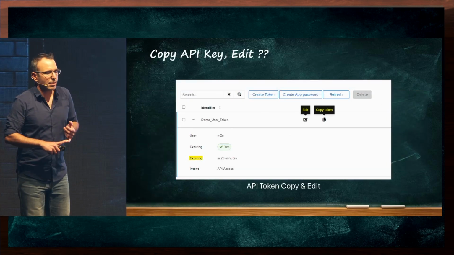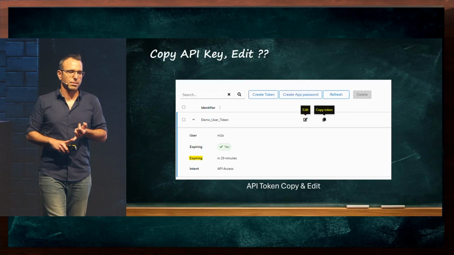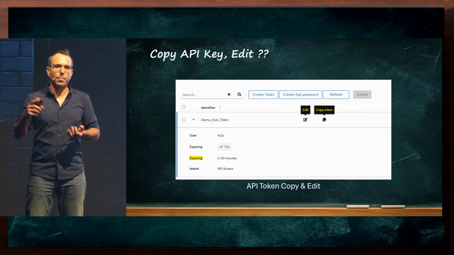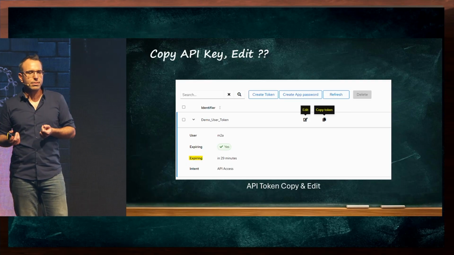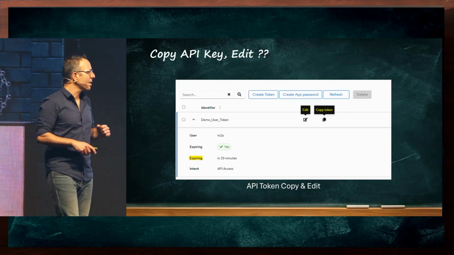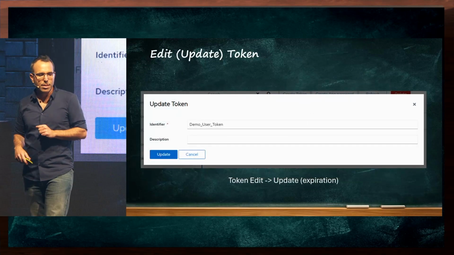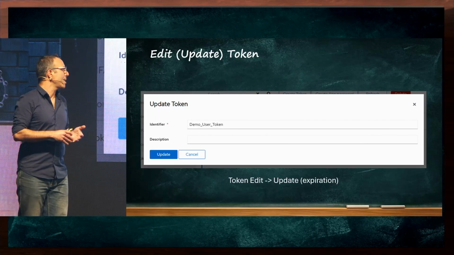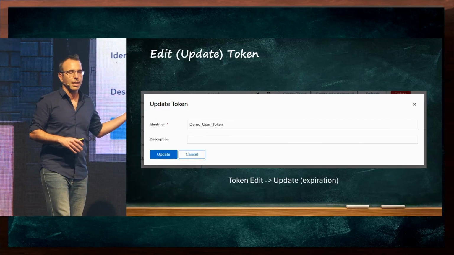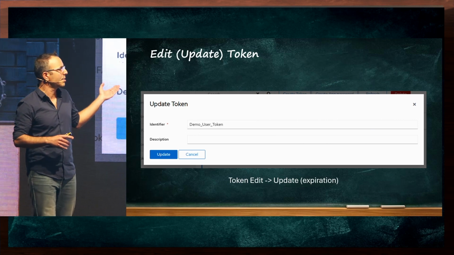Here we noticed that each token has an expiration date. A user can copy his token. A user can also edit his token. This seemed like an interesting functionality. In Authentik, edit means update. So a user can update the token description, and by default, the expiration date is updated.